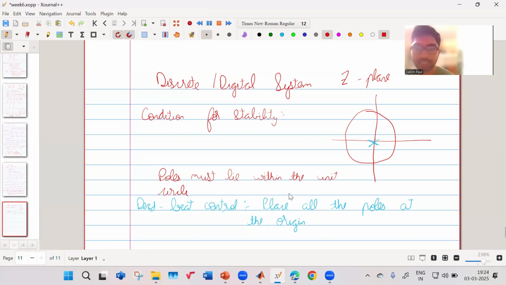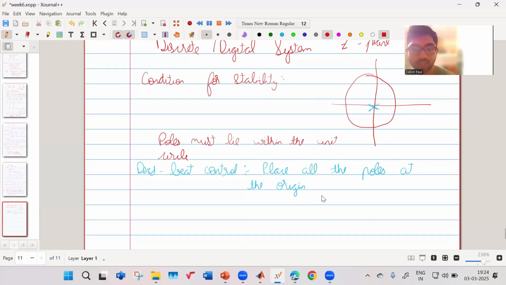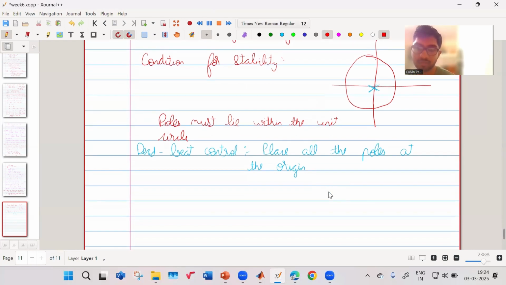So I hope this condition is clear. The deadbeat control means you place all the poles at the origin. This is for digital systems only, it is valid.